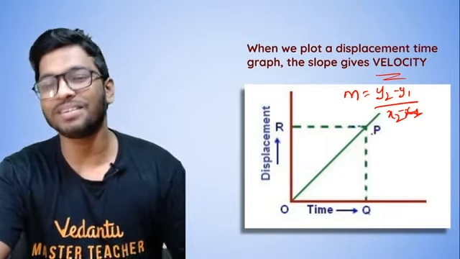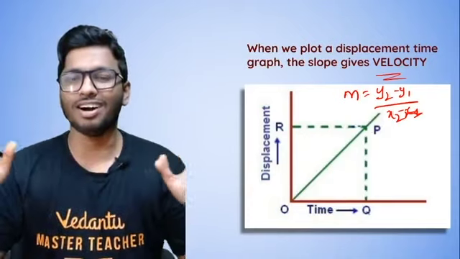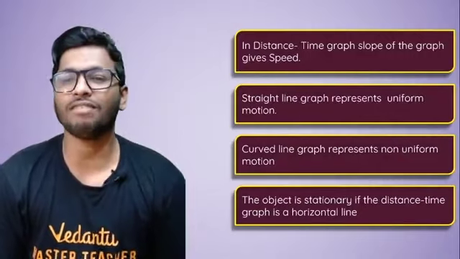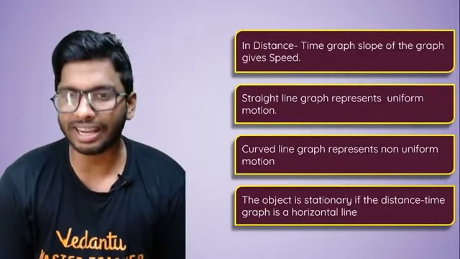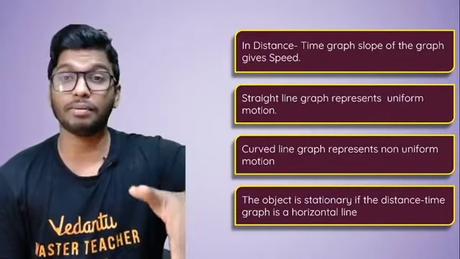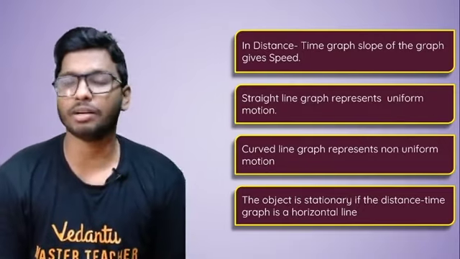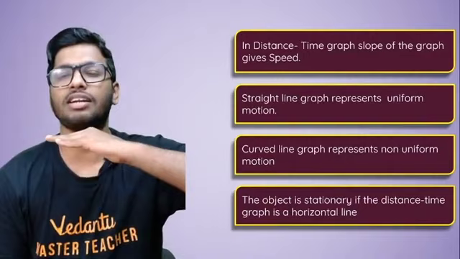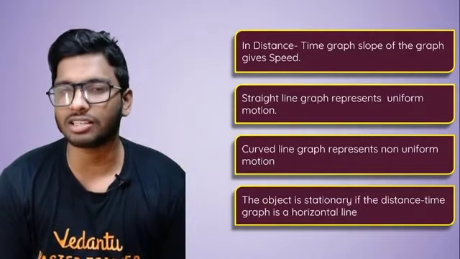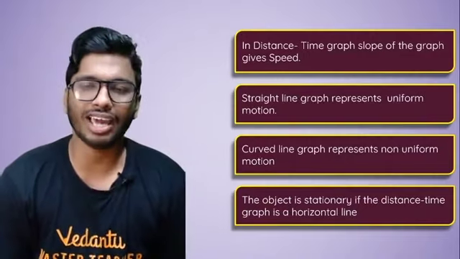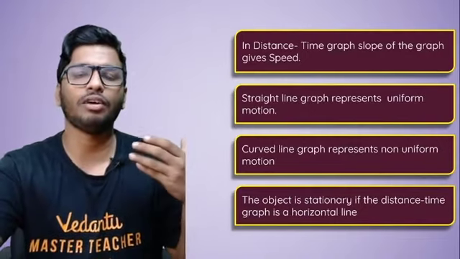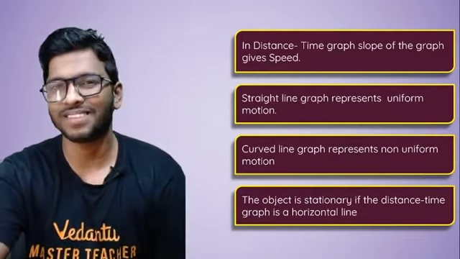As simple as that. Okay, so all that you have understood right now, let me just sum it all up. What did we see so far? In a distance time graph, the slope of the graph gives you the speed. The straight line represents a uniform motion. A curved line represents a non-uniform motion. And an object which is stationary basically means that the line would be parallel to the x-axis, a horizontal line. Apart from that, the last thing that we saw is that in a displacement time graph, if you find out the slope, you would find out the velocity. Simple as that. All right.